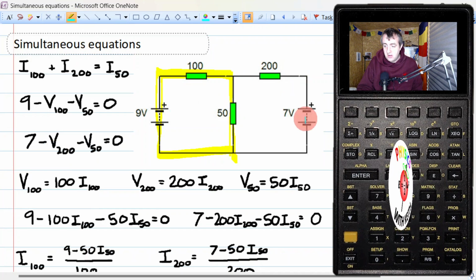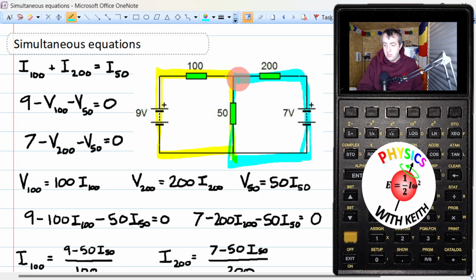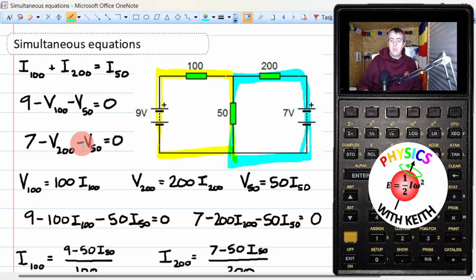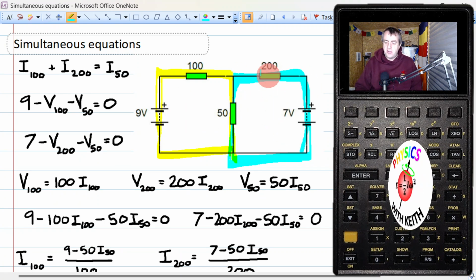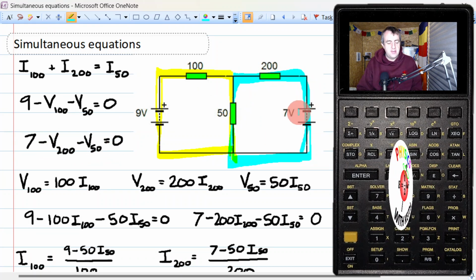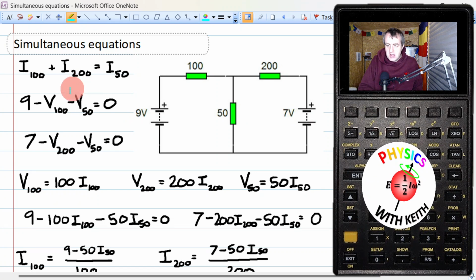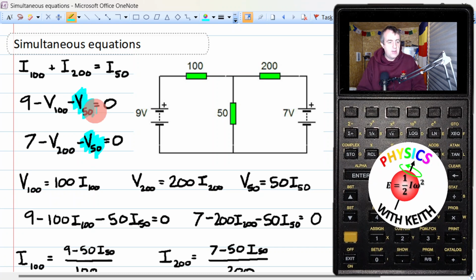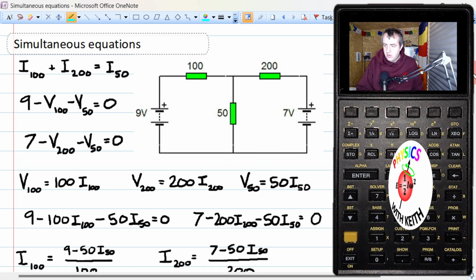And I've looked at the second loop here as well. There is a third loop around the outside, but you can get to that by simply adding these two equations together, or subtracting them, should I say. Anyway, we've got our two loops, and because of that, we've got our Kirchhoff's second law equations with V200, V50, and so on. Now, these are simultaneous equations because the V50 in this equation is the same as the V50 in this equation. They have to be exactly the same, it wouldn't work otherwise.